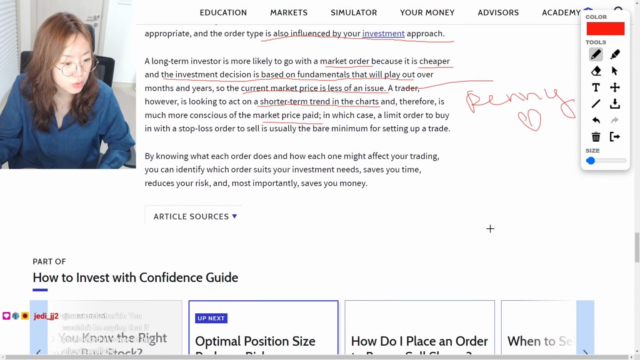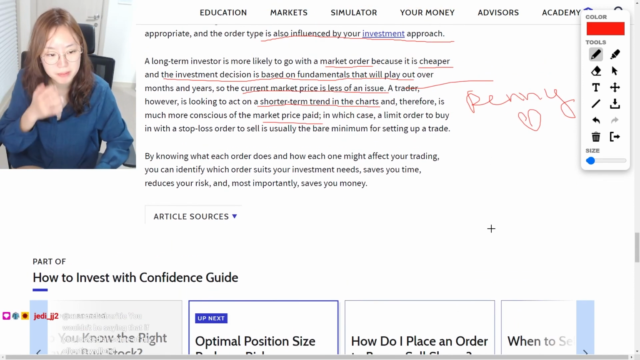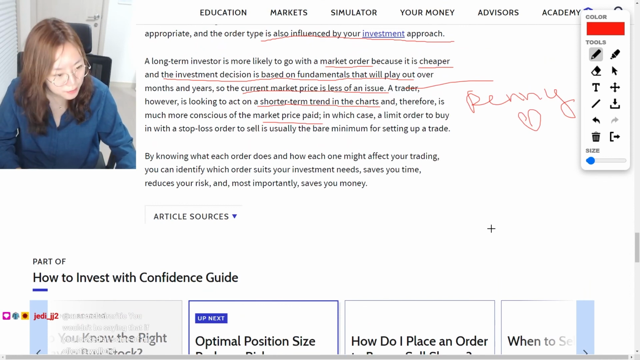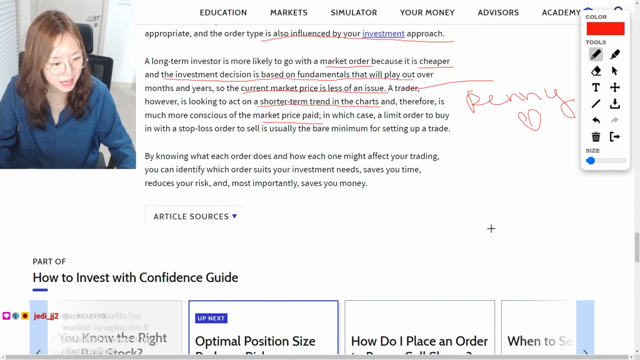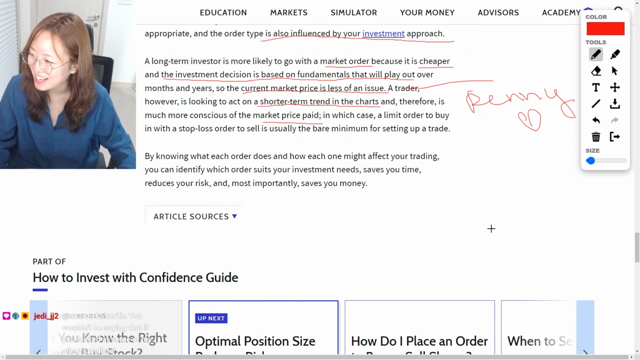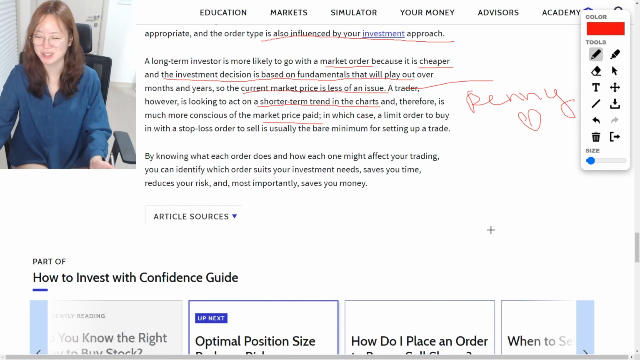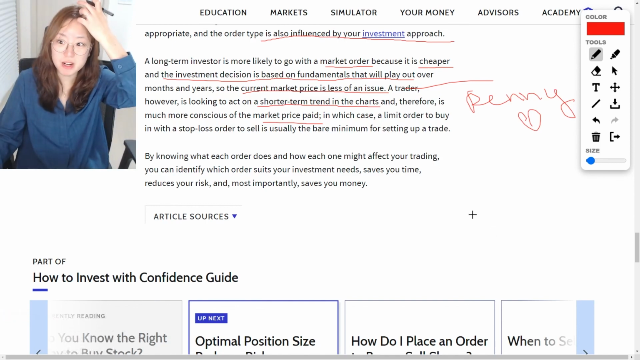By knowing what each order does and how each one might affect your trading, you can identify which order suits your investment needs, save your time, reduce your risk, and most importantly, save your money. Thank you. Sounds like some type of speech. But that's money order, guys.